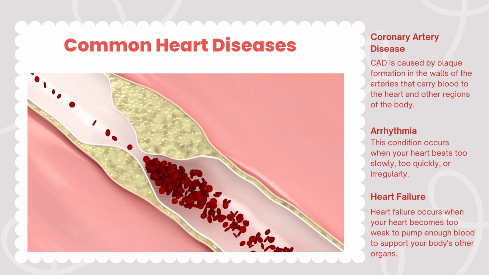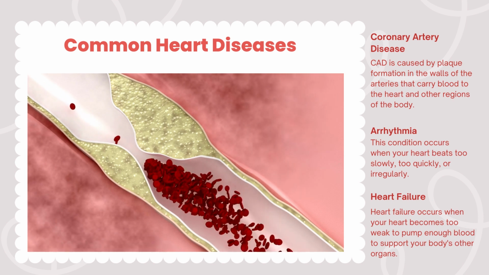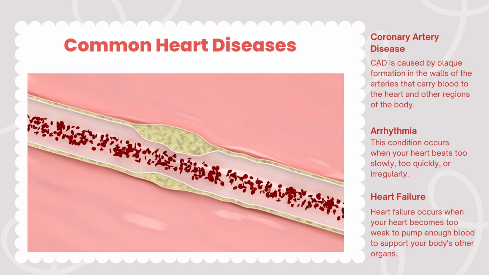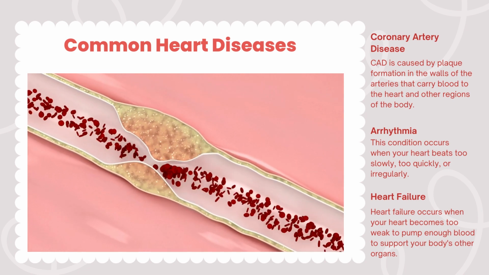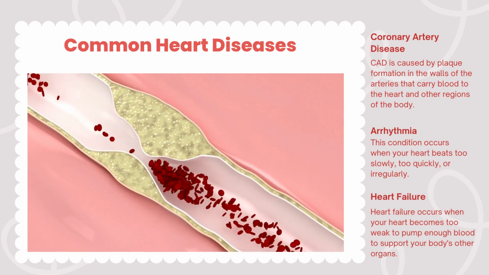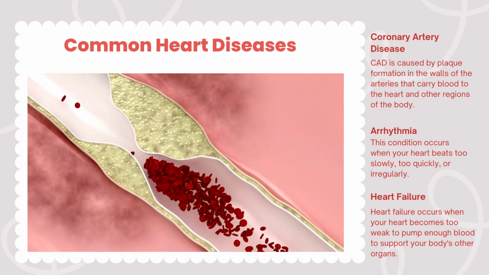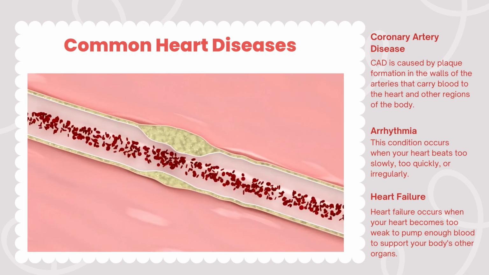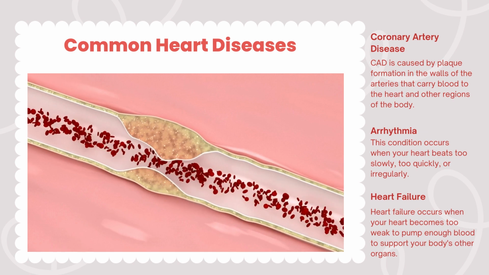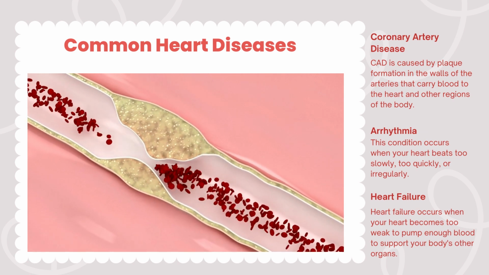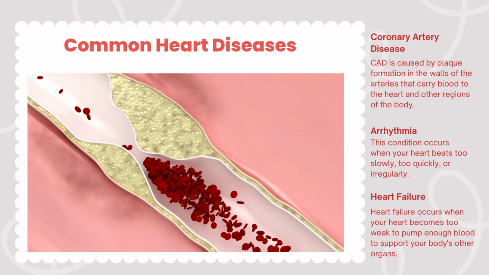Another common heart disease that we see in the United States is heart failure. And what happens in heart failure is that the heart actually becomes too weak to pump enough blood. Remember, the heart basically pumps that blood to support other organs in the body. It delivers oxygen and other nutrients to other parts of the body. So the heart becomes too weak. It doesn't pump enough blood anymore to support the organs in the body. And basically, people get into what we call heart failure.